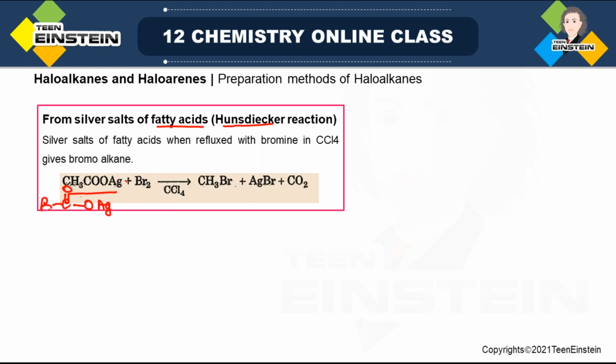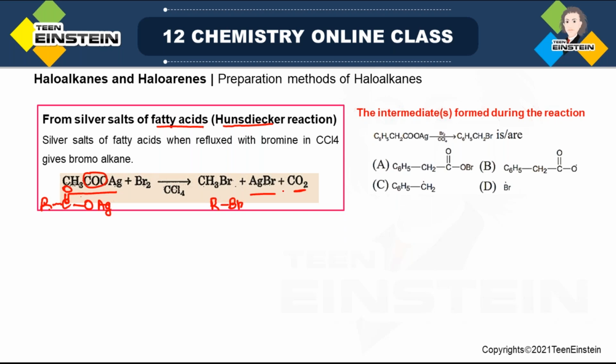So if the general form is RCO2Ag, then the product will be RBr. So here the R group is CH3, and this CO2 is removed in the form of CO2. That means it is decarboxylation, removal of a carbon dioxide molecule. And this Ag is reacting with one of the Br atoms and forming silver bromide. Fine. So here it is written as a single step, but actually it is not a single step reaction.